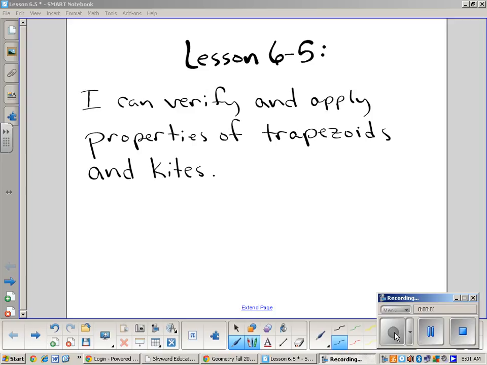So today we're going to talk about properties of trapezoids and kites, very similar to yesterday's with rhombuses and rectangles. Today it's trapezoids and kites. And some of these properties are going to be very similar to what we did yesterday. Okay, they have some of the same properties. The kites and trapezoids have some of the same properties about them that rectangles and rhombuses had.